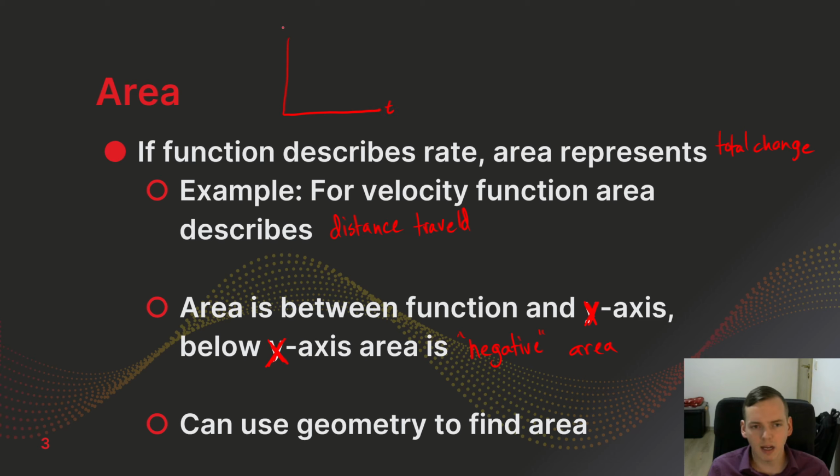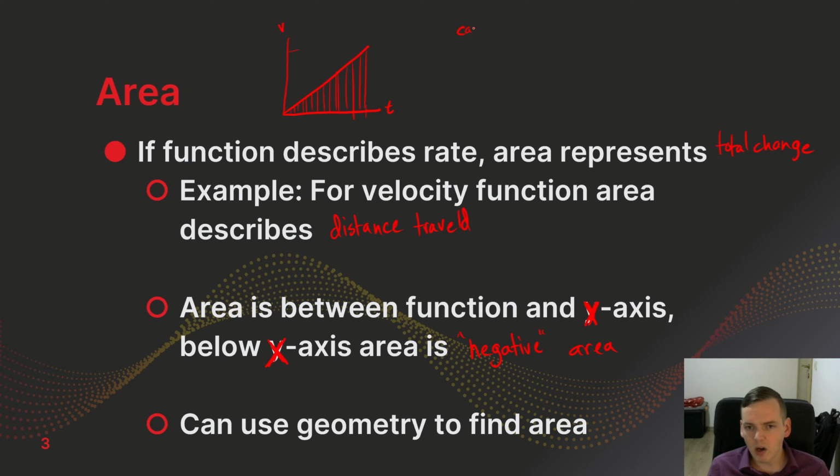If this is time and this is velocity, and I have something like this, then this total area under the curve here would be the amount that the object moves. So this would be 1/2 this final velocity times time would give us the area.